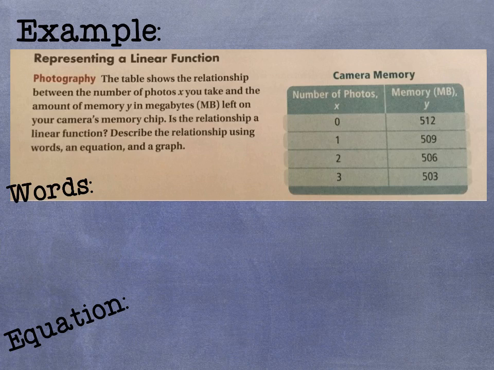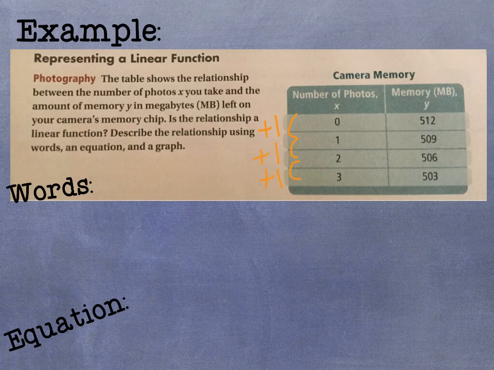So here's an example. Representing a linear function. The table shows the relationship between the number of photos you take and the amount of memory in megabytes left on your camera's memory chip. Is the relationship linear? So we're going to figure out if it's linear, and I'm going to show you how to do that. If it changes the same amount each time, it's linear. So looking at the table on the right, let's talk about what the pattern is. On this side, from 0 to 1, it increases by 1. From 1 to 2, again, increases by 1. 2 to 3, again, increases by 1. So see, those are all the same.